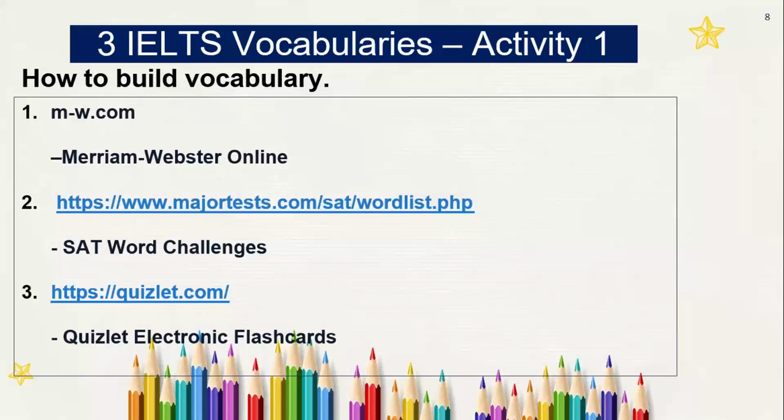And finally, as I mentioned, Quizlet, Quizlet.com, which is the electronic flashcards. You can create an account, and you can create your own flashcards or review the ones of others on there as well.